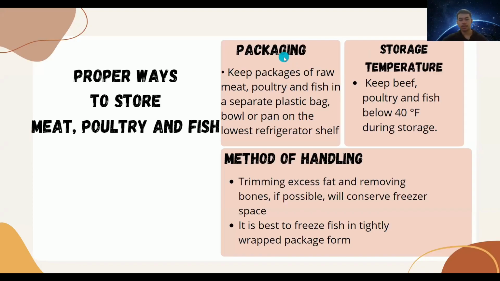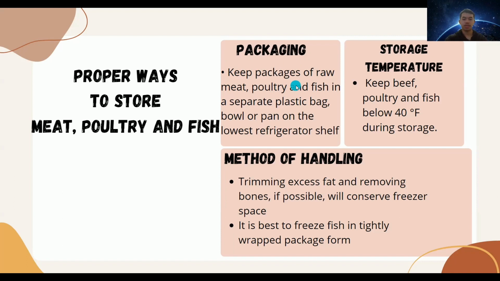For this slide, I'm going to explain the proper ways to store meat, poultry, and fish. For the packaging, keep packages of raw meat, poultry, and fish in a separate plastic bag, bowl, or pan on the lowest refrigerator shelf. This keeps the juices from dripping onto other foods, and the lower shelf is usually coldest. Use fresh meat, poultry, and fish within a couple of days. Toss meat, poultry, or fish with an off odor, a sticky or slimy surface, or perhaps a discoloration.